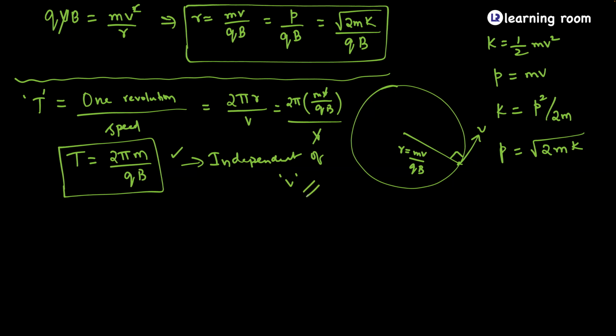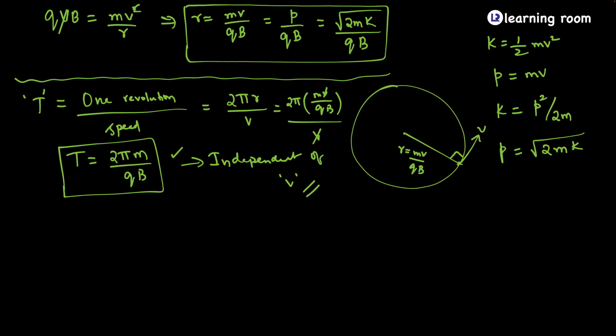Meaning, if you take the same charged particle, why I'm using the words same charged particle is because I want m, q to be the same. I want the charge and the mass of the particle to be the same. So if you take the same charged particle, project whatever velocity you want into the same magnetic field B, what will happen is the radius of the path will change, but the time period will be the same. That is the meaning of this word independent of v.